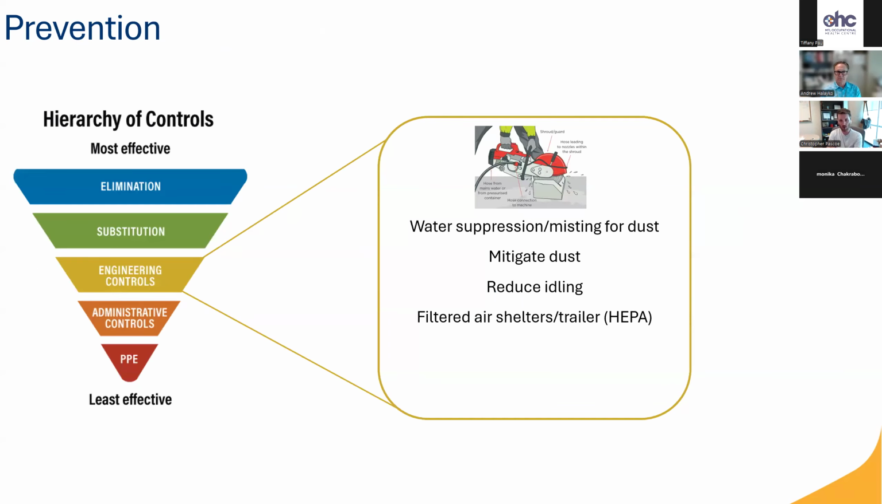There are a number of engineering controls that can be put in to mitigate some of these exposures. So a lot of these are already happening. Water suppression and misting for cutting of stone and or concrete. This reduces the amount of dust in the environment, and it's a good effective way to prevent exposure. Reduce idling on the job site to reduce the amount of particulate from diesel engines and heavy equipment, and provide filtered air shelters or HEPA filtered trailers where people can get inside away from exposures when otherwise they can't avoid work.